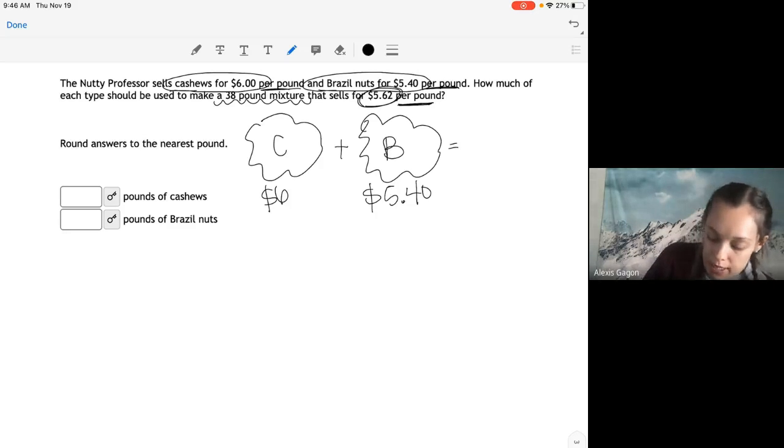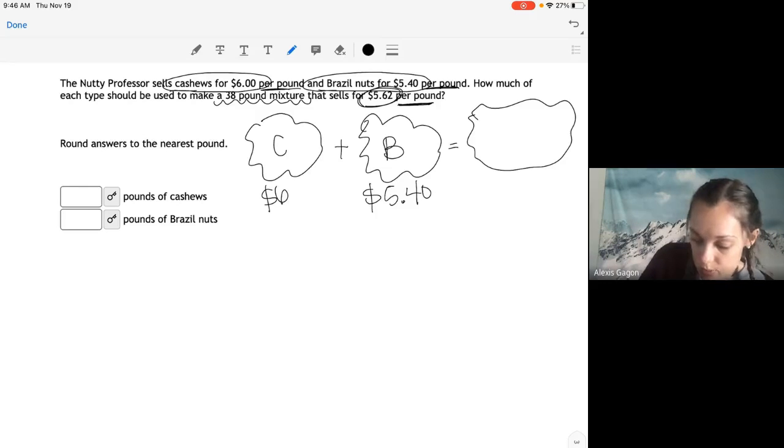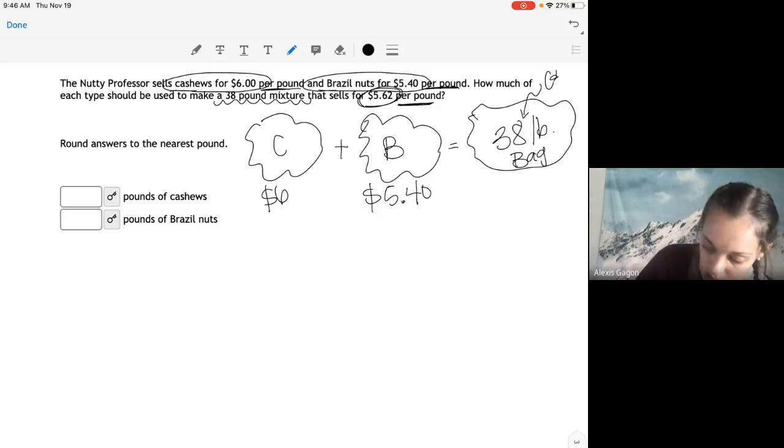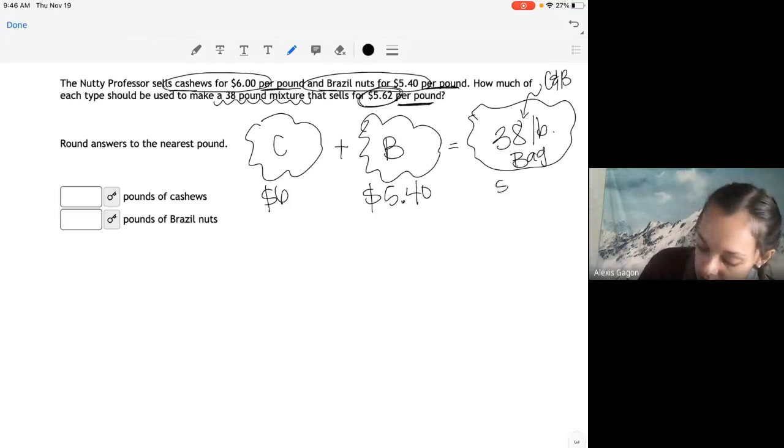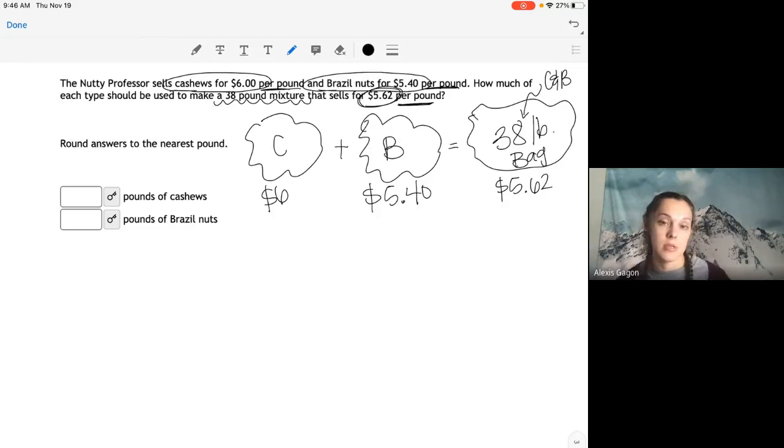And if we combine those, you get an even bigger bag of cashews and Brazil nuts, and we get a 38-pound bag. This has cashews and Brazil nuts in it, and this bag is $5.62 per pound, which makes sense because if this is $6, this is $5.40, a mixture of them would be somewhere in between there.